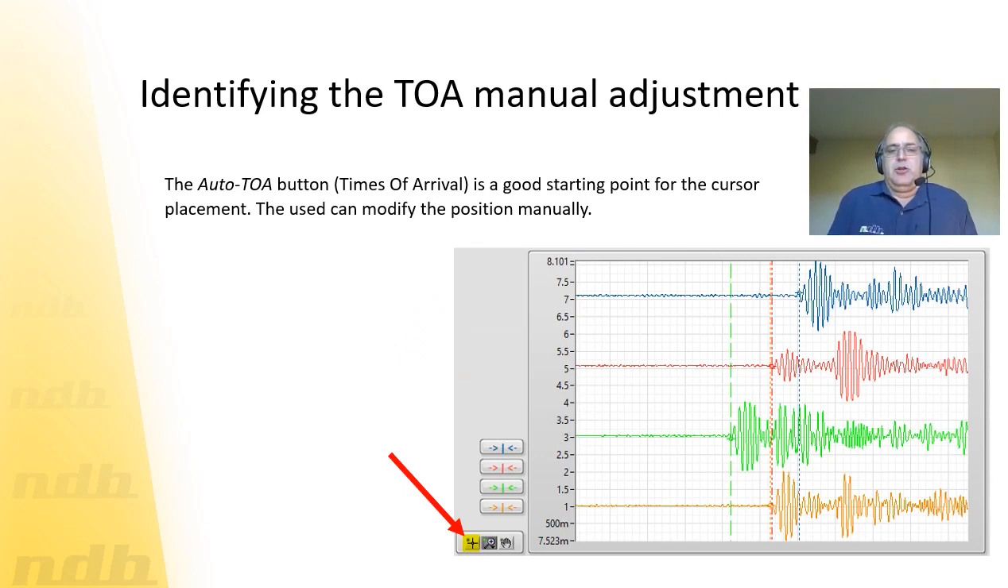You can also, after the auto TOA, which is a good starting point, manually move or adjust the time of arrival. And this is what I really recommend. You start with auto TOA, so all the cursors get in your windows, and then you use this little button to slide the time of arrival. Because some noise may be present, the software is doing a good job, but sometimes slightly moving left or right will change everything.